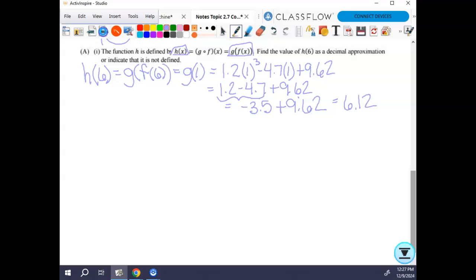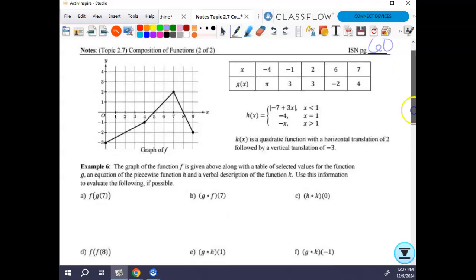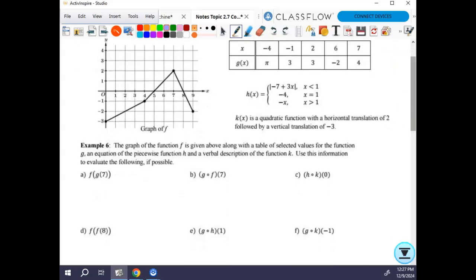Grab the next sheet of paper then. This is also going on page 60. So we got a whole lot of stuff going on with example 6. So the graph of f is given to us. A table for g. Here's g in the table. Piecewise function h. And a verbal description of k of x.